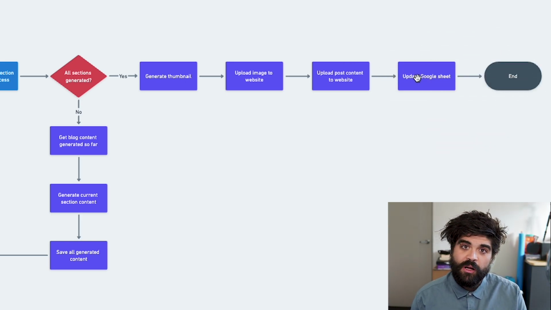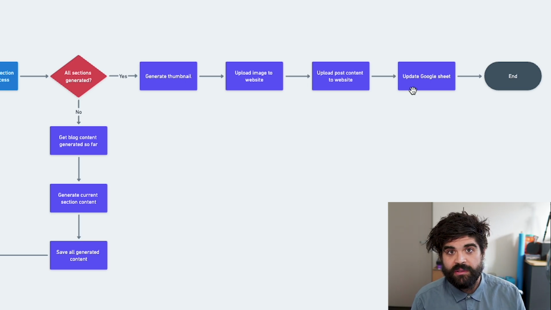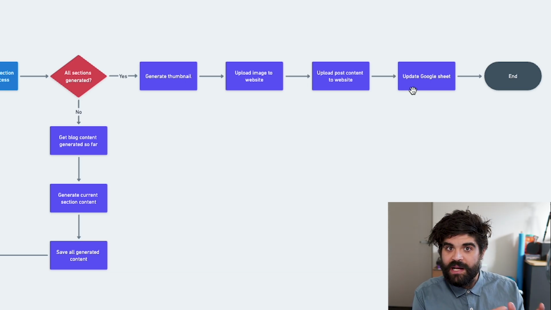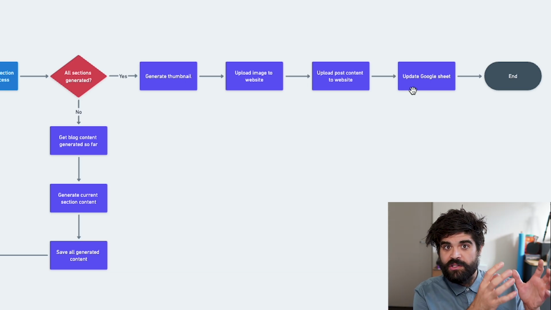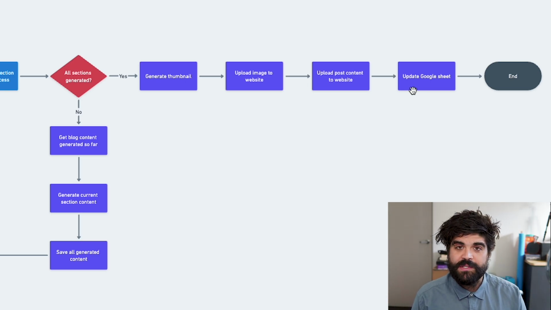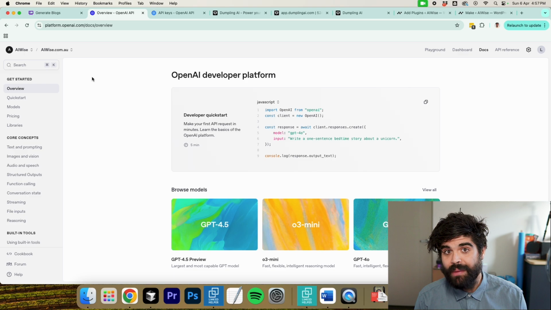Finally, to cap it all off, we're then updating the Google Sheet with the end URL so that the user is able to then go and preview the page if they'd like. And that's the entire process from start to finish. All hands off, just drop the URL in and it'll get it all the way through to being on the website.